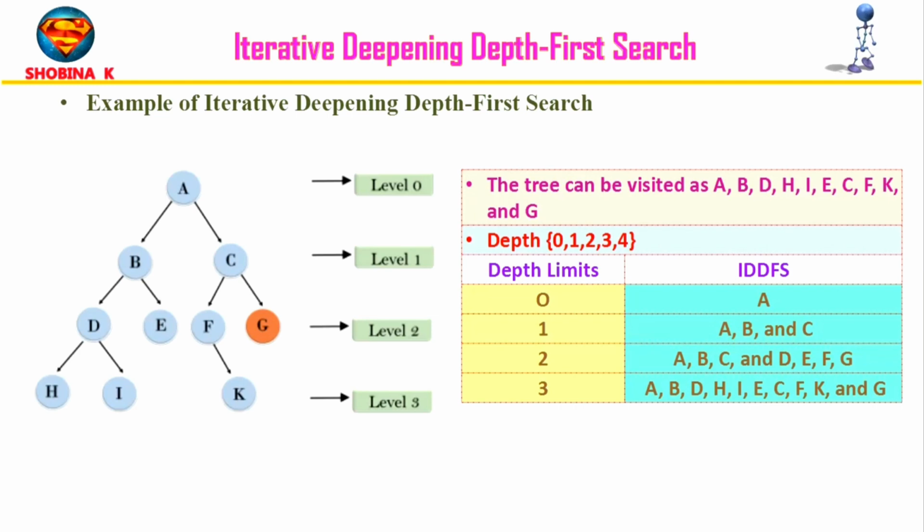Even though the goal node is traversed, we go through the next iteration, and the remaining nodes A, B, D, H, I, E, C, F, K, and G are explored. That is, we are applying both BFS and DFS. And finally, we find the goal state in this iteration. This is the implementation of the IDDFS algorithm. And the main disadvantage of this algorithm is that it repeats all the work from the previous phase.